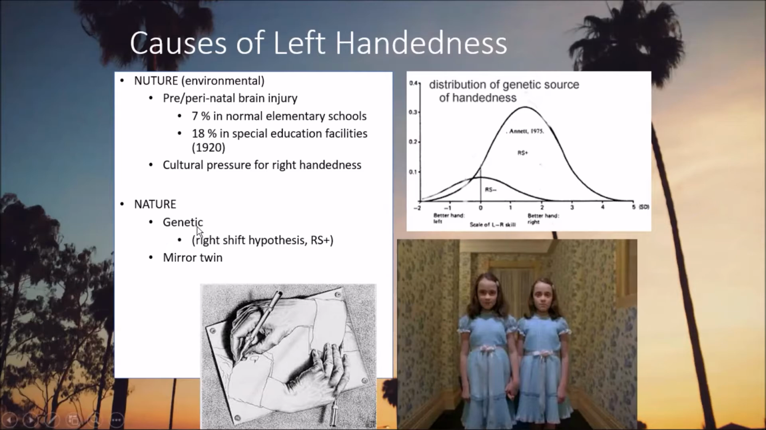There's also, we know there's some genetic element to it. The argument is that there are genes that push us to be right-handed, and if your parents were both left-handed, the chance of you being right or left-handed is kind of 50-50.